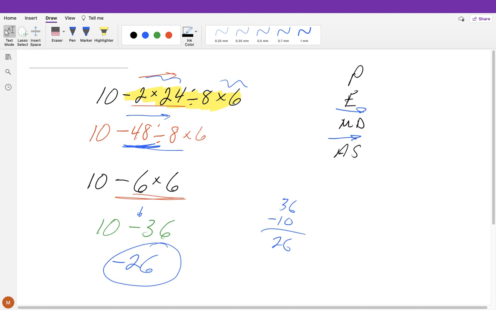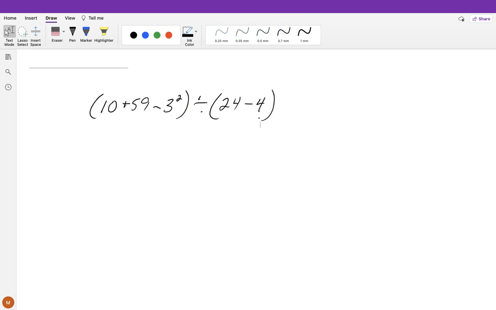Where multiplying and dividing sometimes may work out where it still gives us the right answer, where sometimes it won't. All right, so let's go ahead and move to the next one. Maybe you pause this video first and see if you can get the same answer as me.